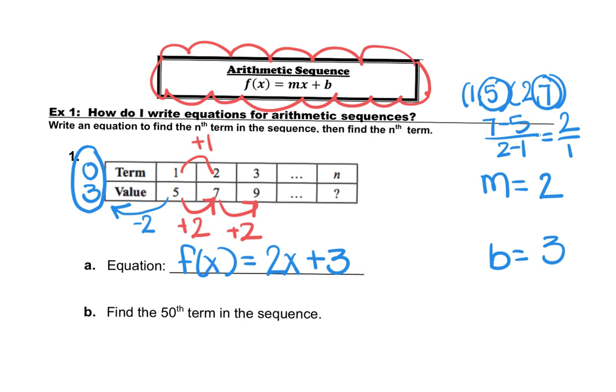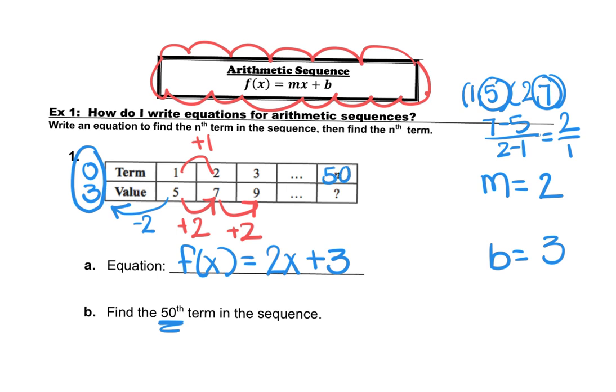So now it's asking us to find the 50th term in the sequence. The reason we're writing this equation is that to find the 50th term, we would not want to extend this pattern out. Extending the pattern out is fine if you want to go to the 4th, the 5th, 6th, 7th, but to go to the 50th term in the sequence, that is going to be quite hard.